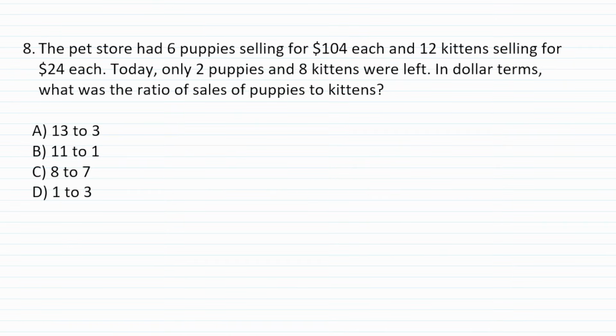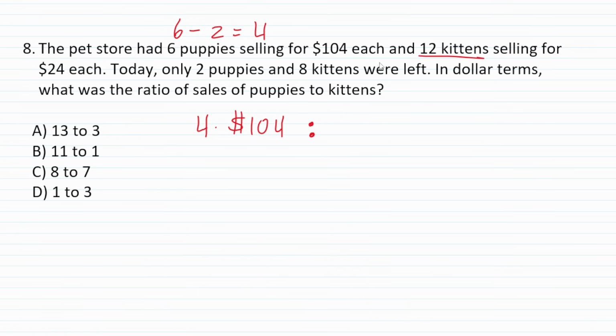Number 8 says a pet store had 6 puppies selling for $104 each and 12 kittens selling for $24 each. Today, only 2 puppies and 8 kittens were left. In dollar terms, what was the ratio of sales of puppies to kittens? So the first thing we have to figure out is how many puppies were sold. We started with 6, and there's only 2 left in the store, so that means 4 were sold. Again, 4 were sold at $104 each. So by doing 4 times 104, that's going to give us the total sales of puppies.